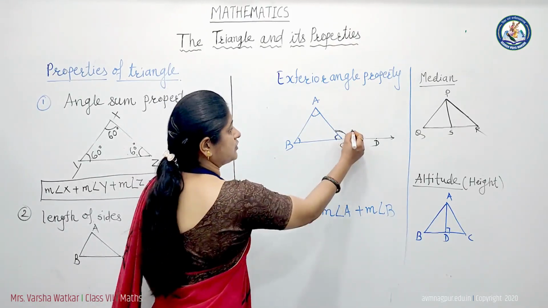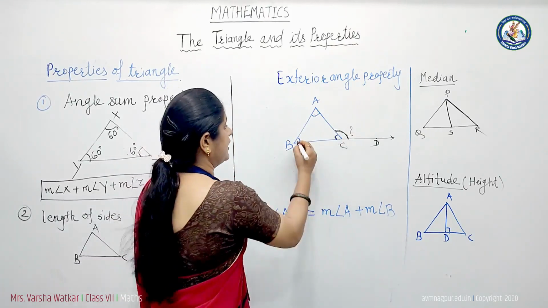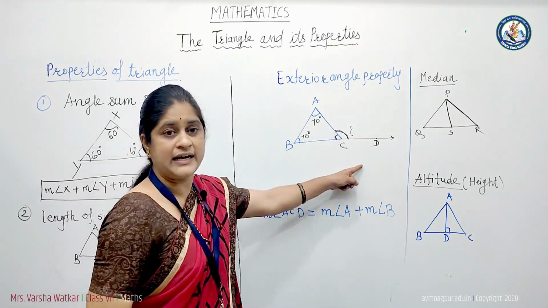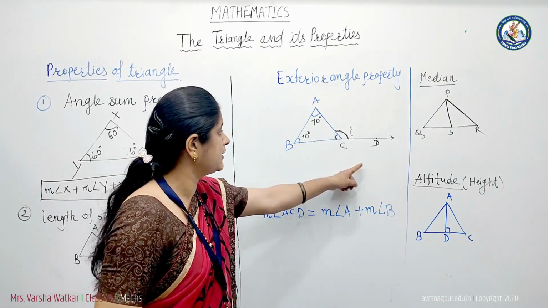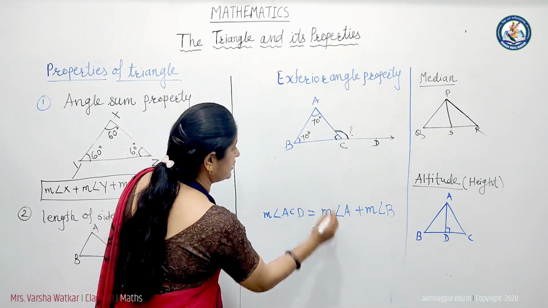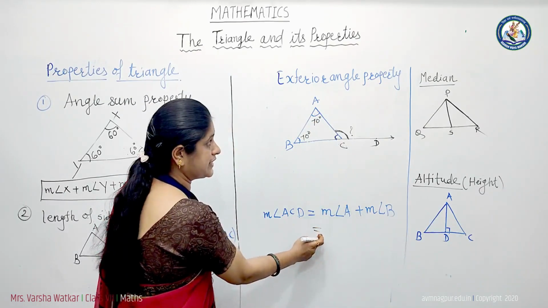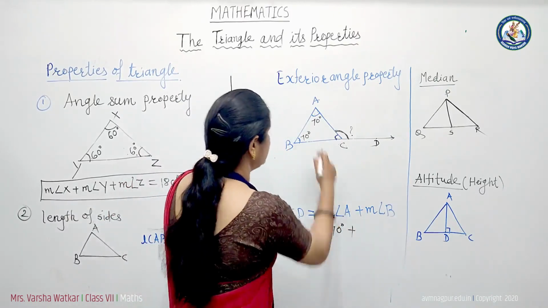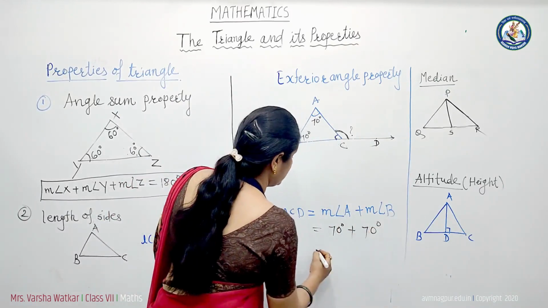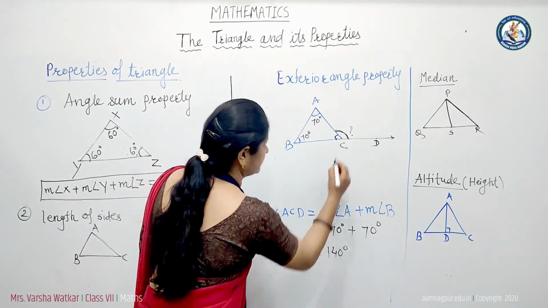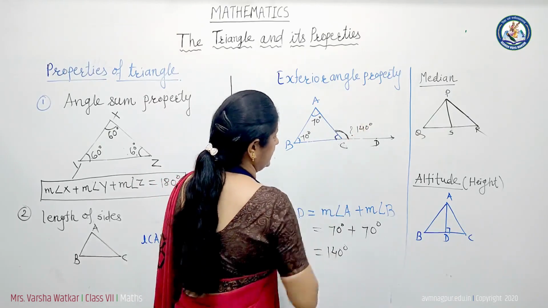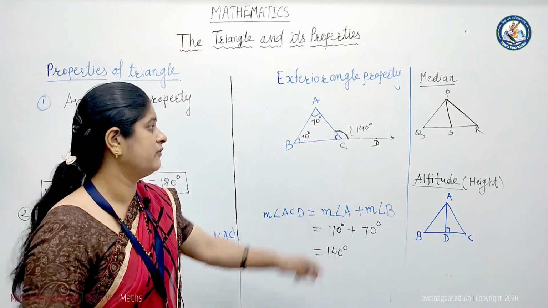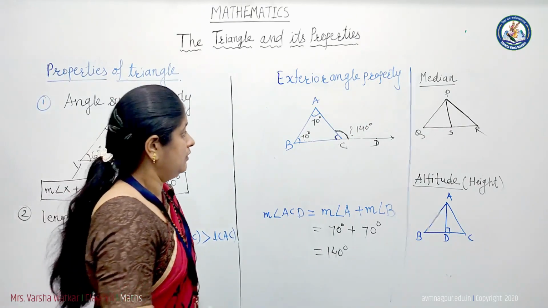If we have to find the measure of angle ACD, and angle B is 70 degrees, angle A is 70 degrees, what will be the measure of angle ACD according to the exterior angle property? The measure of angle ACD is equal to angle A, 70 degrees, plus angle B, 70 degrees. So it is 140 degrees. Such types of problems we can solve based on this property of the exterior angle of a triangle.